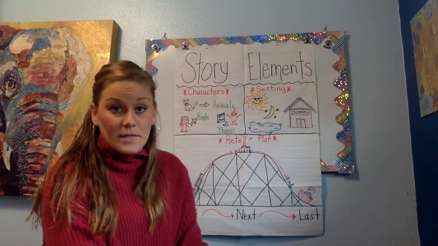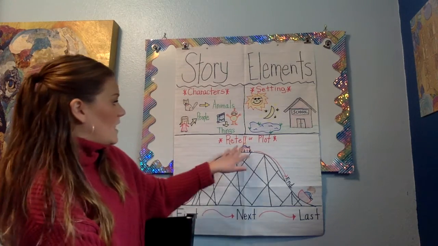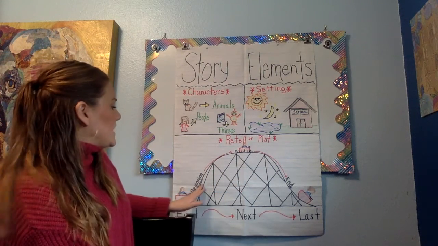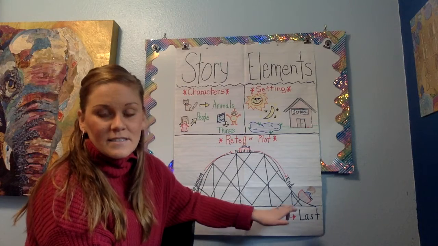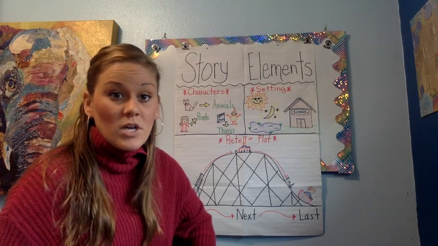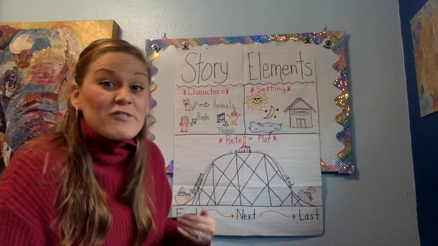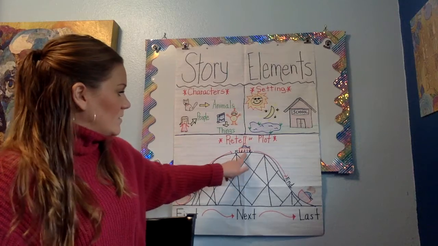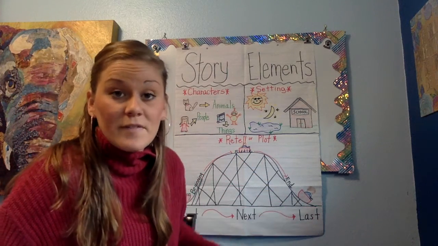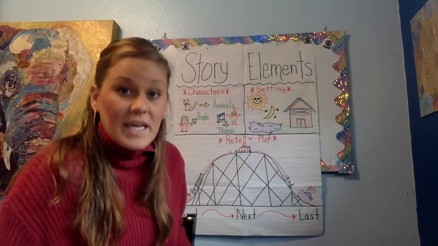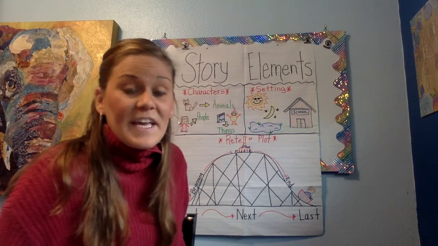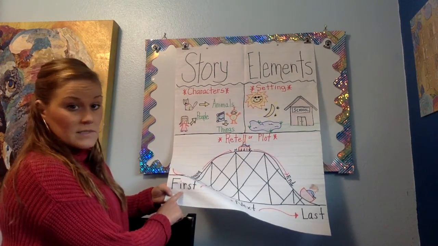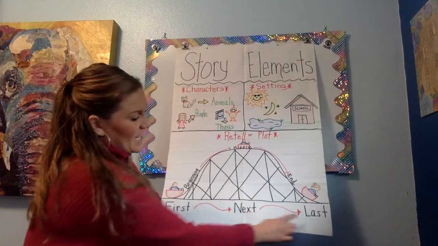Now, the last part of the story elements chart is the retell or plot. I always say beginning, middle, and end. I like to think of it as a roller coaster. I love roller coasters. In every single roller coaster, there is a beginning, a middle, and an end. Just like every fiction story. There's a beginning, the middle, and the end. Or we could use words like first, next, and last.